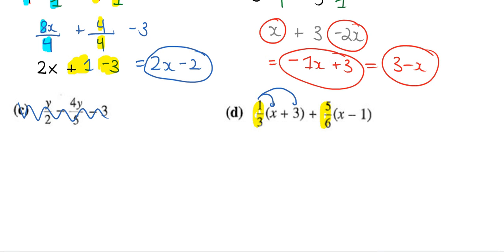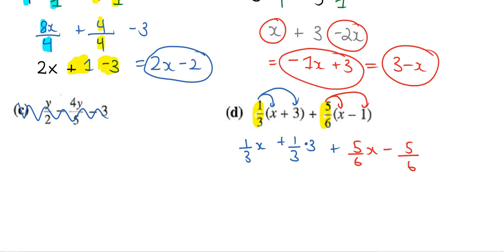1/3, let's distribute that right through the bracket. So this will be 1/3 x plus 1/3 times 3. Next thing, I want to distribute this 5 over 6 right through the bracket. So this will be plus 5 over 6x minus 5 over 6.